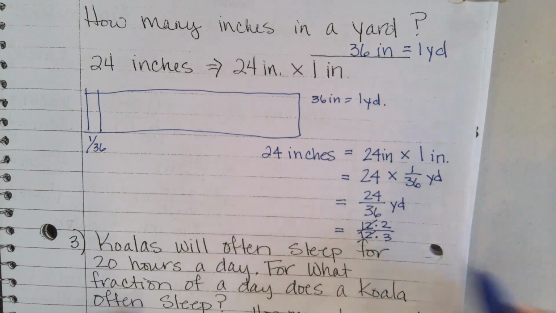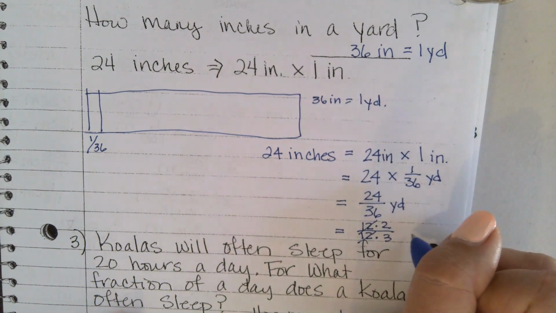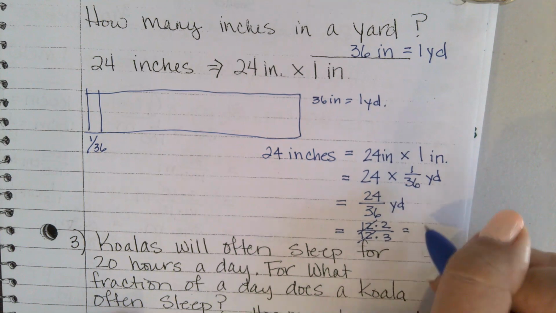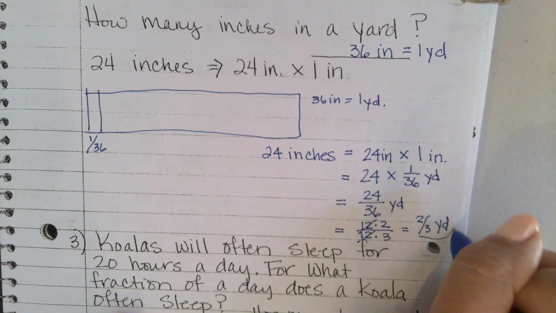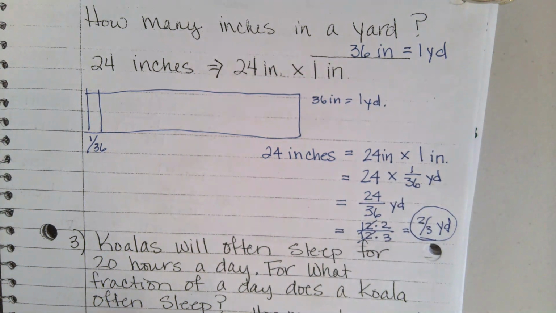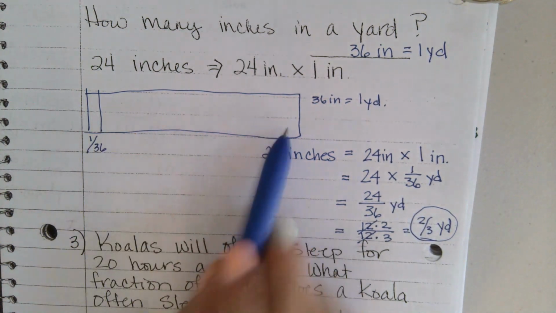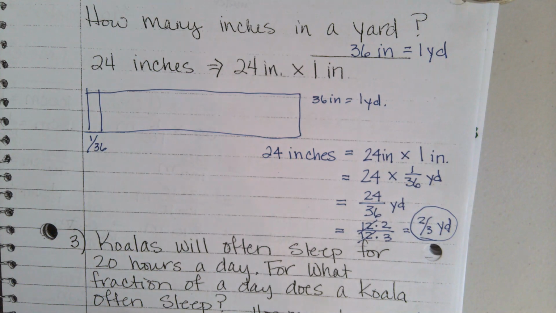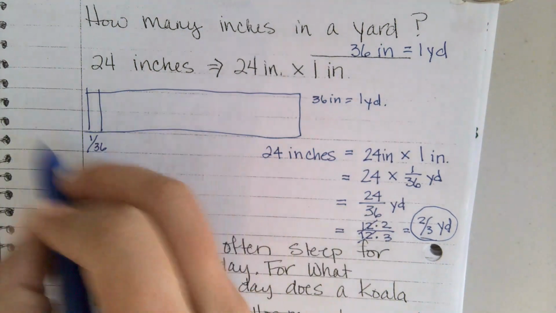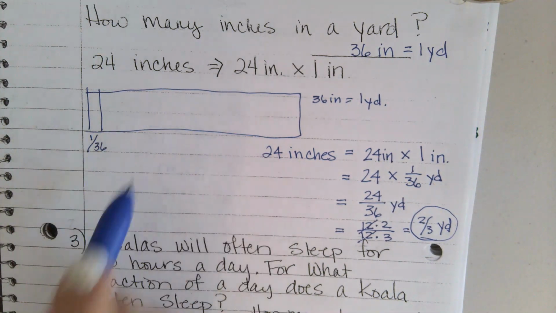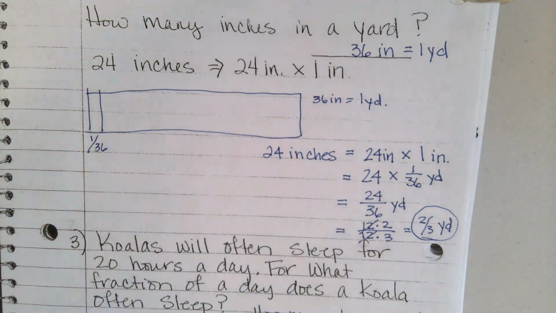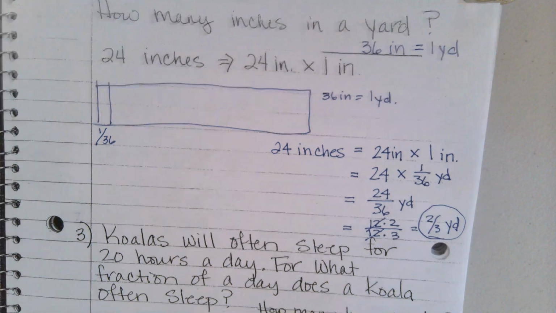We can cancel out the 12s and they become 1. So we end up with 2/3 of a yard. Now, you could take 36 and break it up into thirds and then gather up how many it would take, 24 of it, and then end up with 2/3 of a yard. All right.